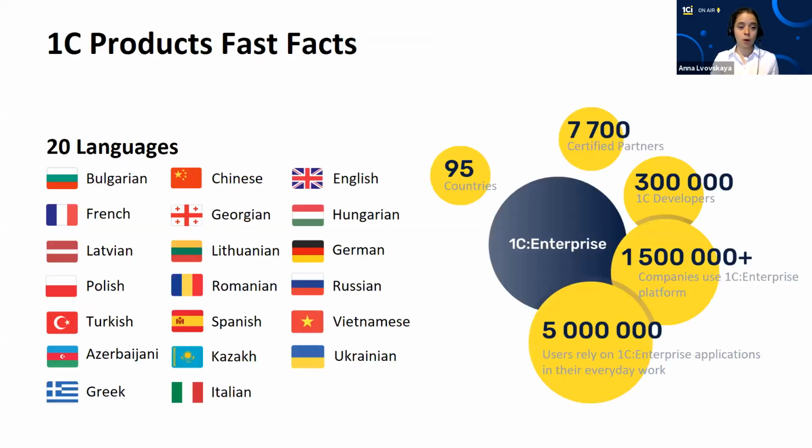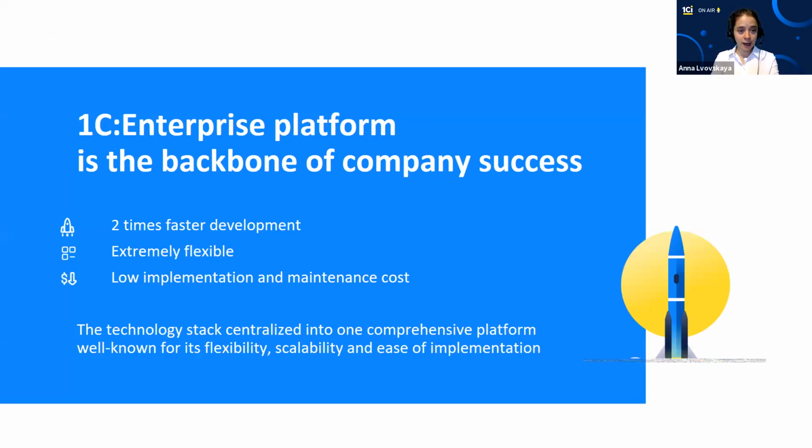Right now, OneSea is translated into 20 languages. OneSea solutions are being used in 95 countries. We have got more than 7,700 partners around the world and more than 5 million users. So what is behind this huge success? How did they achieve this success? Basically, the OneSea Enterprise Development Platform is the key to all of what OneSea has all around the world.